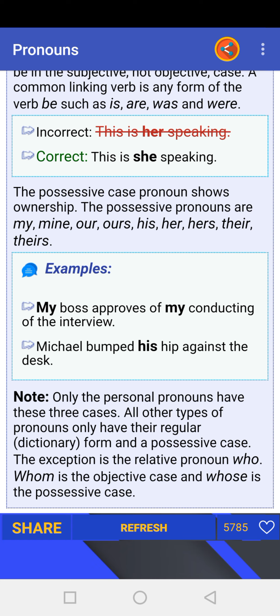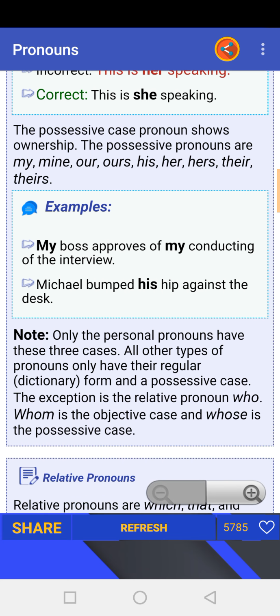The possessive pronouns are my, mine, our, ours, his, her, hers, their, theirs. Let's repeat again: my, mine, our, ours, his, her, hers, their, theirs. Let's give some examples. My boss approves of my conducting of the interview. Michael bumped his hip against the desk.